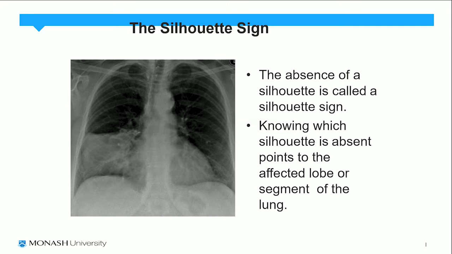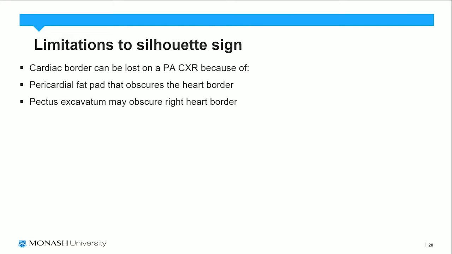So if we know where the silhouette is absent, that will point towards the lobe or the segment of the lung. However, remember that there are limitations to the silhouette sign. The cardiac border can be lost on a PA chest X-ray, especially if there's a pericardial fat pad that obscures the heart border. And also in patients with pectus excavatum, this may obscure the right heart border.